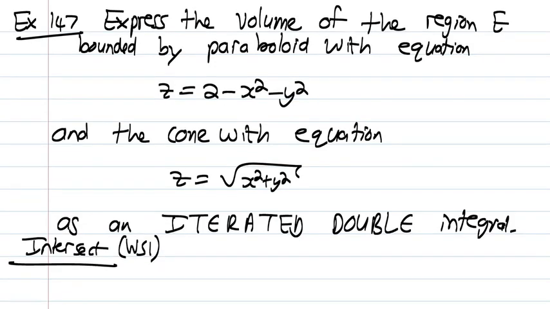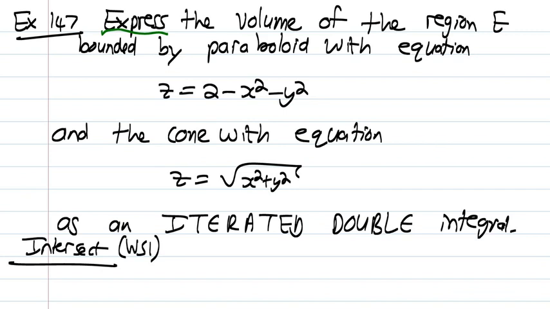This is example 147. The task is: express the volume of the region E bounded by the paraboloid with equation z equals 2 minus x squared minus y squared, and the cone with equation z equals the square root of x squared plus y squared, as an iterated double integral.